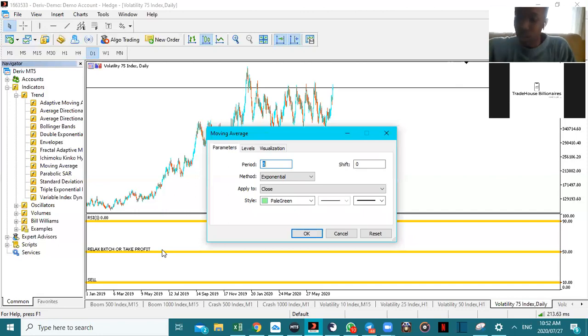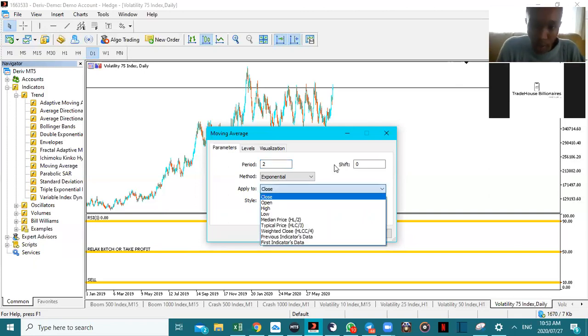I'm going to give you guys the levels that I have written down here. These are the levels that I use. The first one is a 2. You put the period 2.